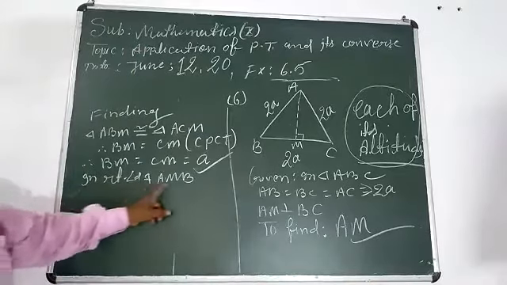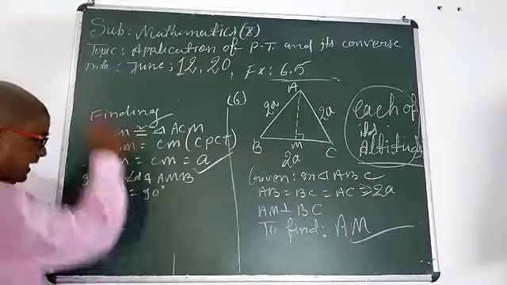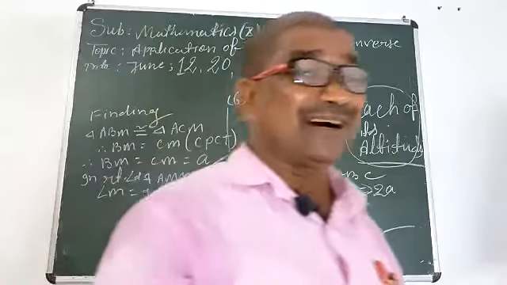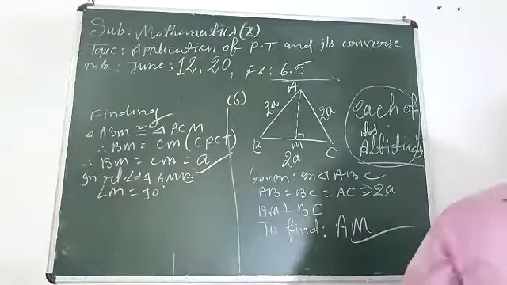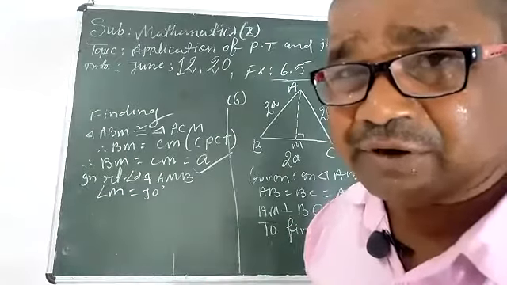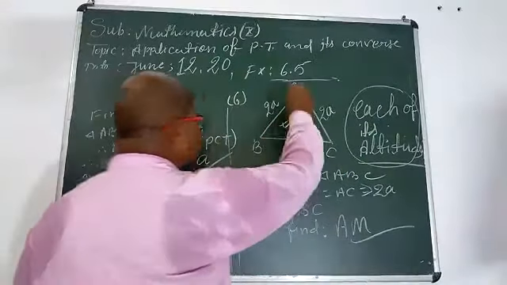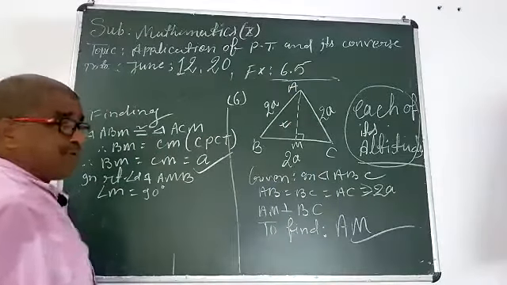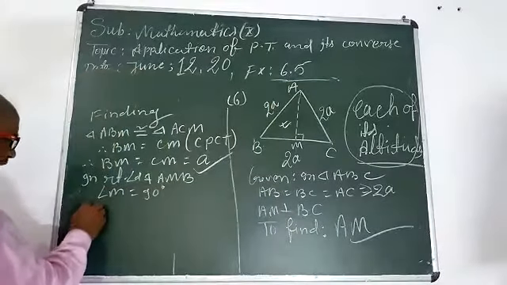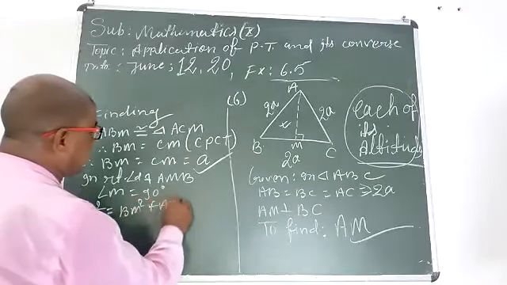In right angled triangle AMB, angle M equals 90 degrees. Now you should go to Pythagoras, student. The square of the hypotenuse equals the sum of the squares of the other two sides. AMB is a right angled triangle. We should recall Pythagoras. So AB square equals BM square plus AM square.